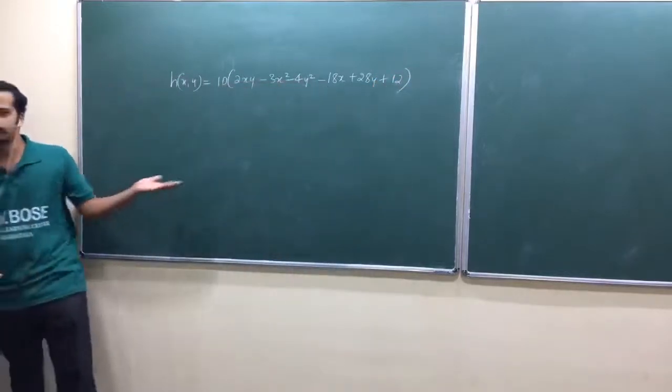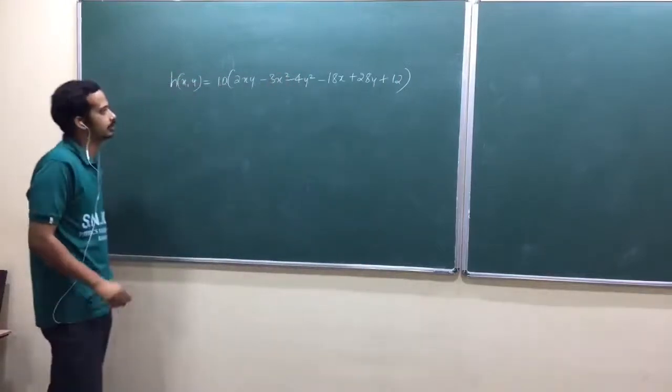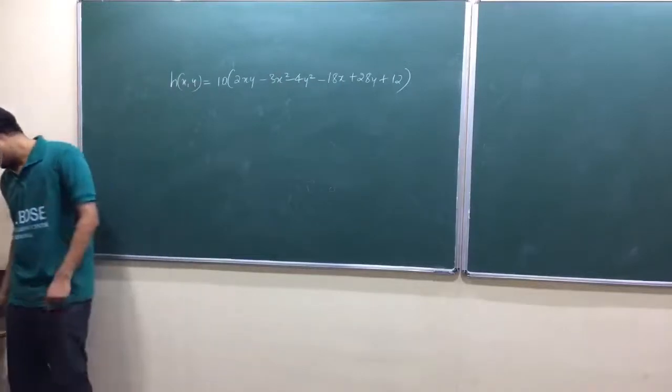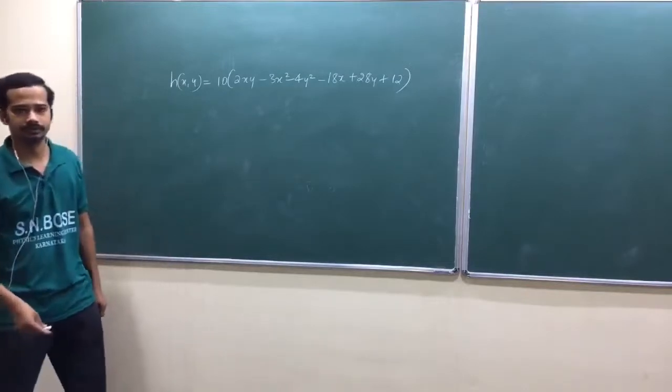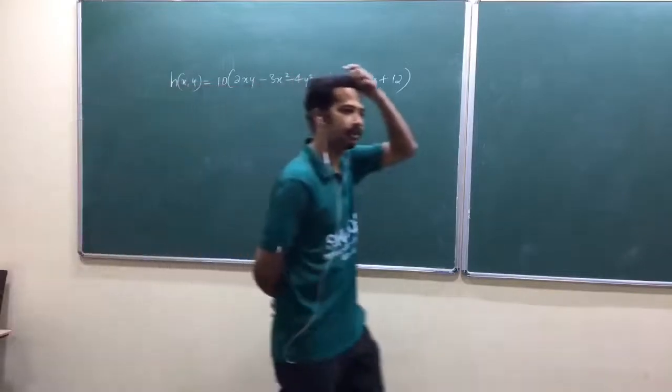Height, obviously, is a function of x and y. Am I right? At different points, our hill has different heights. Now, what is the question? Part A of the question: where is the top of the hill located?